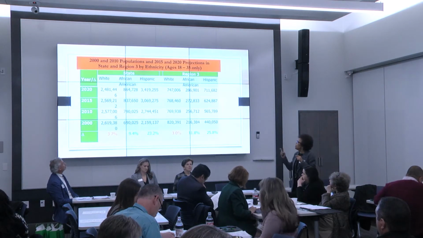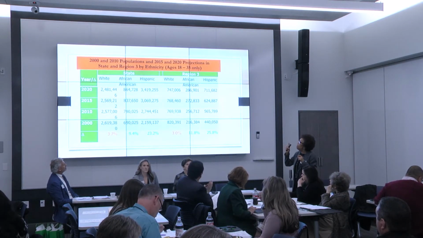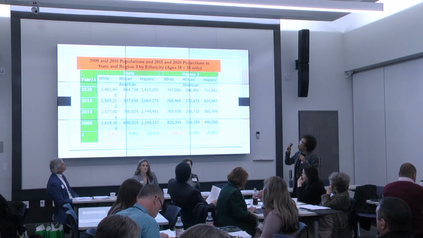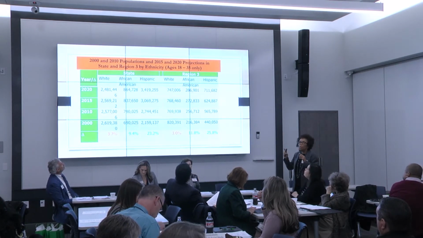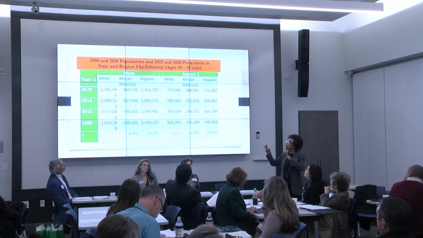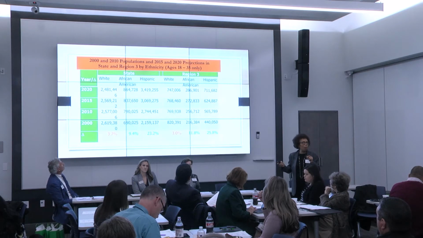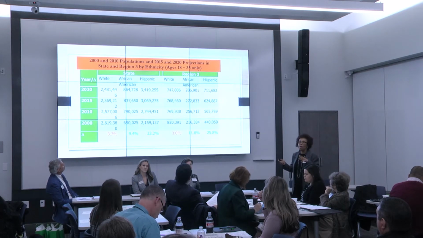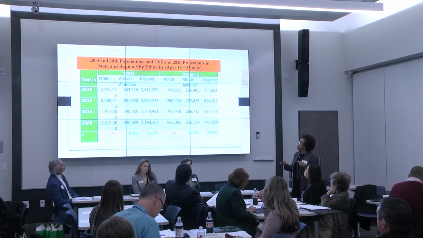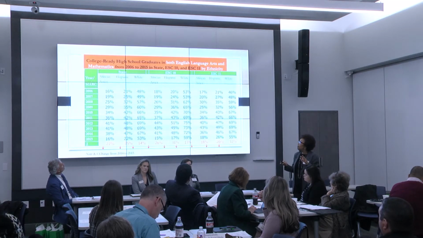This is the population between 2000 and 2010 by ethnicity. As you see here, we have these numbers and the projection numbers, and I've actually shown this before, of what we see about our population during that period of time, ages 18 to 35, in our region and in the state. So that's just an example of what we have.